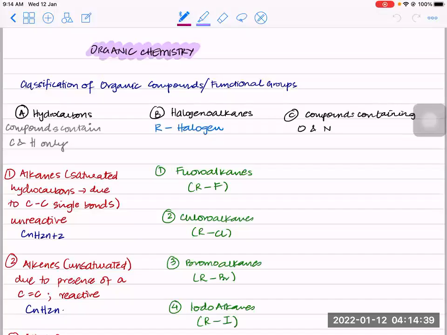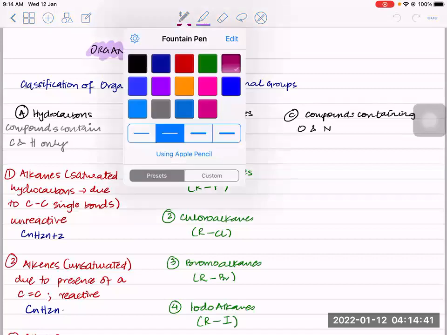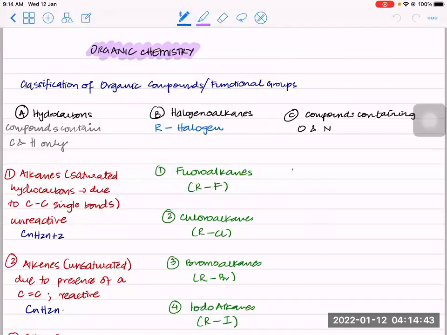Let's see compounds containing oxygen and nitrogen. First up we have alcohols. Now, what are alcohols? Basically, when an R group is attached to an OH. The R group is the alkyl group, which has one less hydrogen than an alkane. So when the R group is attached to an OH, we call that the alcohol functional group.